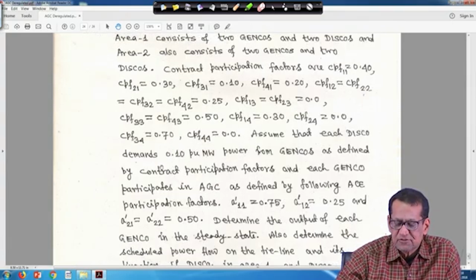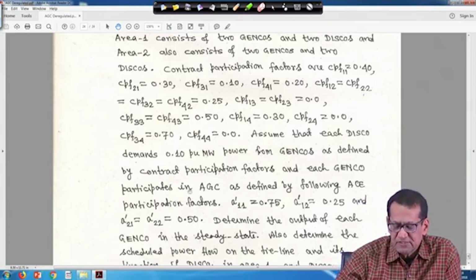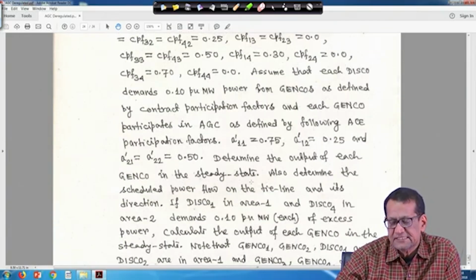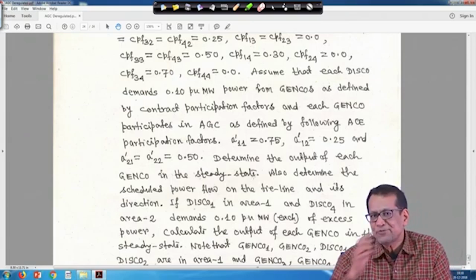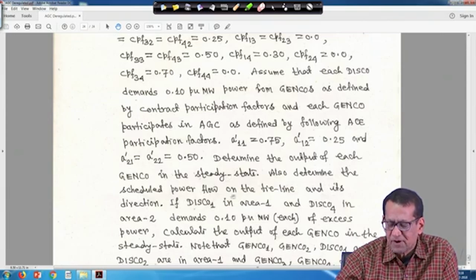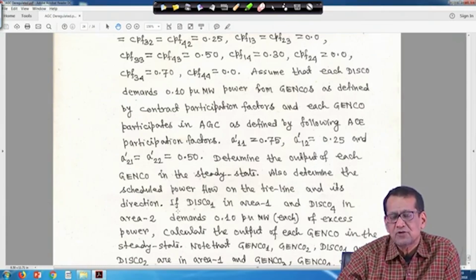Assume that each DISCO demands 0.10 per unit megawatt power from GENCOs as defined by the contract participation factors, and each GENCO participates in AGC as defined by the following ACE participation factors, that is A-11 is 0.75, A-12 0.25 and A-21 is equal to A-22 is equal to 0.5, right. You determine the output of each GENCO in the steady state. You only find out the steady state, because in the classroom we cannot ask you for simulation. Also determine the scheduled power flow on the tie line and its direction, I mean whether it is in the direction of 1 2 or 2 1, right.